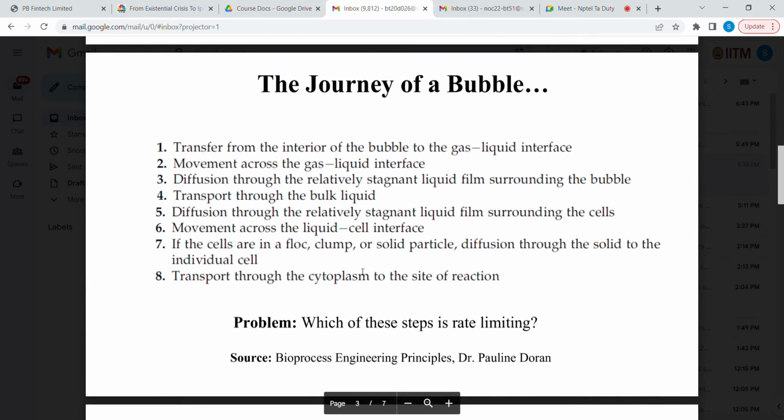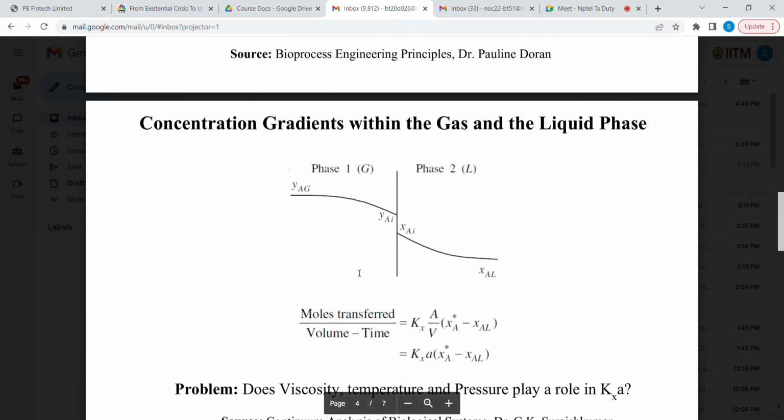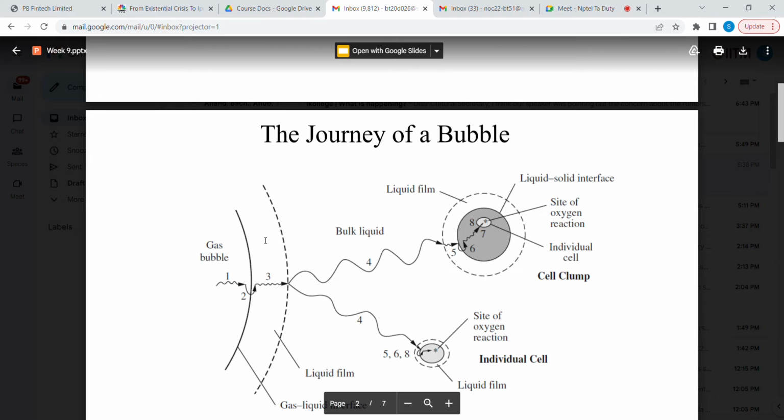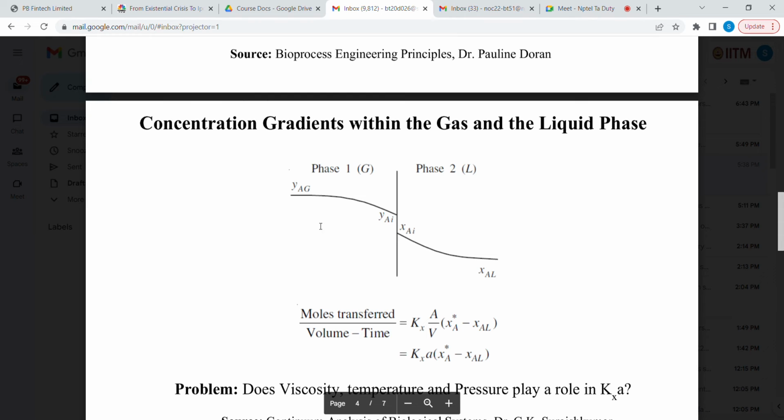So that's about that. Now let's look at this whole gas to liquid transfer process diagrammatically here. This is phase one, the gaseous phase, and this is phase two, the near liquid, which is the liquid film surrounding the gas bubble. There's a concentration gradient of oxygen from the center of the bubble to the interface of the bubble with the liquid film. Because of this concentration gradient, the oxygen travels from point YAG to point YAI.